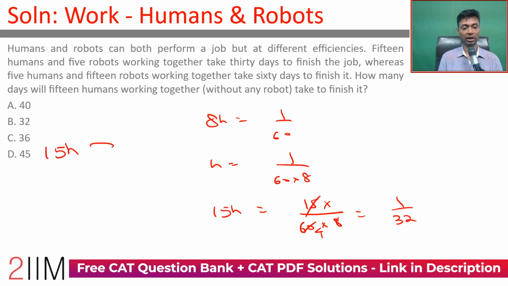15 humans together can do 1 by 32 of the task in a day, or 15 humans working together can finish it in 32 days. And quite a simple question. If you got this in the exam, you should have nailed it.